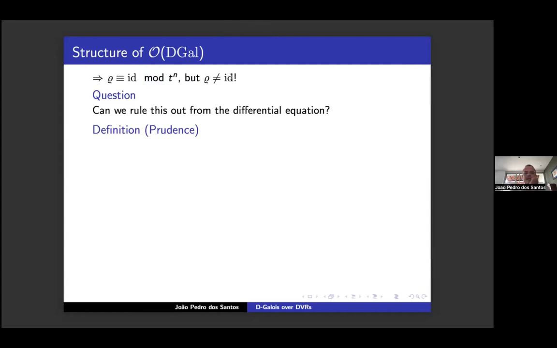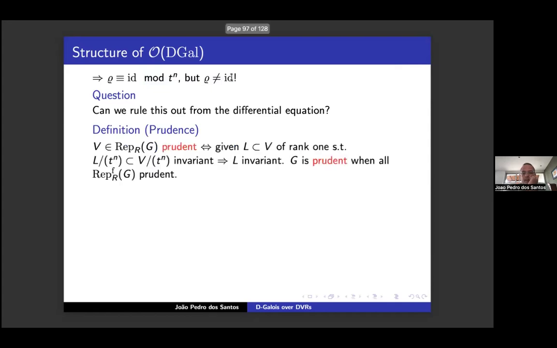And the answer to that is a property which we call prudence. Prudence means that you have to avoid the following behavior. Say you have a representation of G. So V is a free R-module which affords a representation of G, and then say that you have a line L inside of V, and that when you reduce modulo t, this line becomes invariant by the group G.